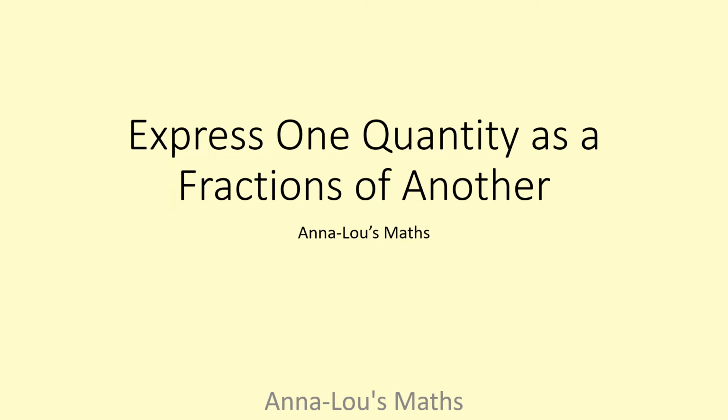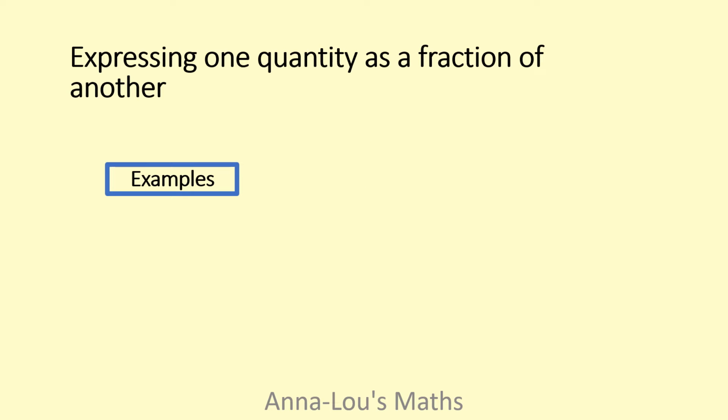Today we're going to be looking at how to express one quantity as a fraction of another. When expressing one quantity as a fraction of another, we need to remember what we learned in the What is a Fraction video. Our bottom number, our denominator, is our total of things, and our top number is what we're talking about. So for example, if I wanted to write £5 as a fraction of £20, 5 is what I'm talking about and 20 is my total, so it would be 5/20.